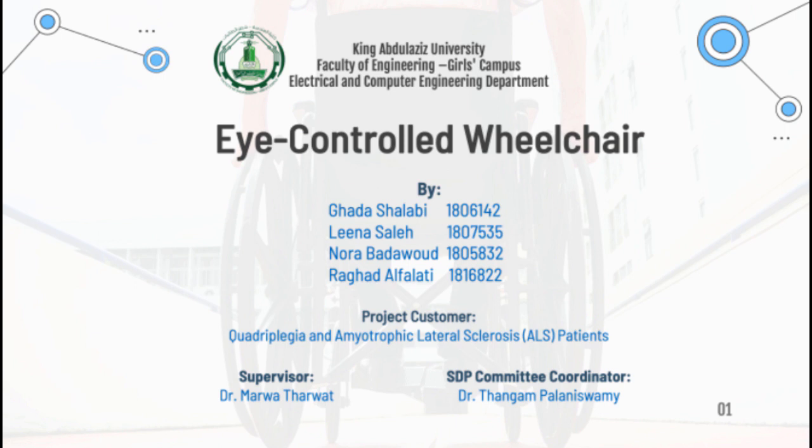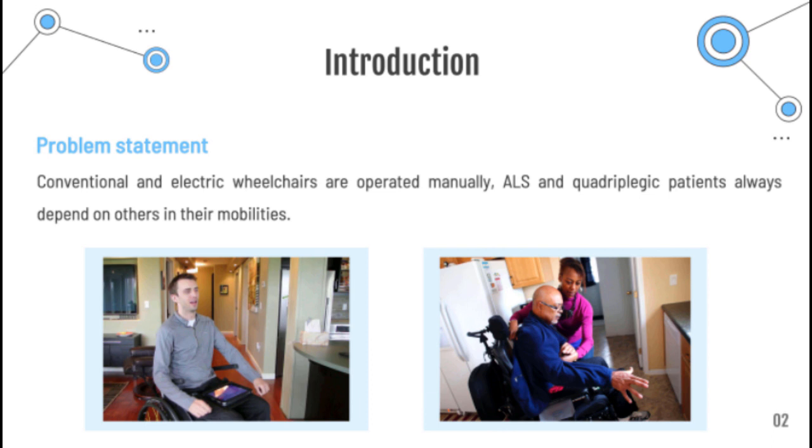Today I will talk about our project, which is about an eye-controlled wheelchair. Our idea is considered an important issue in Saudi Arabia because recent statistics say that 1500 cases of spinal cord injury that cause paralysis are recorded every year in Saudi Arabia. Paralysis can be caused by accidents, injury, or genetic diseases.